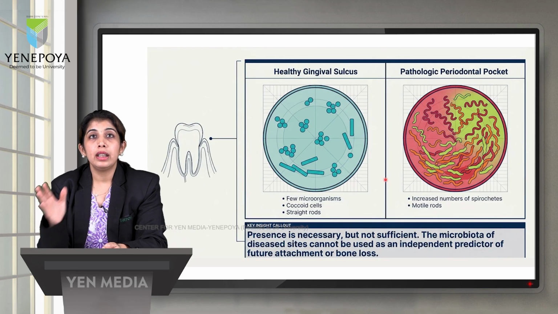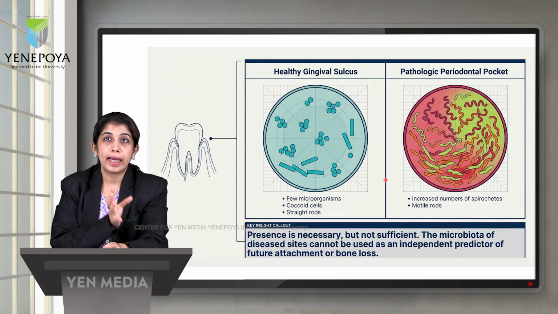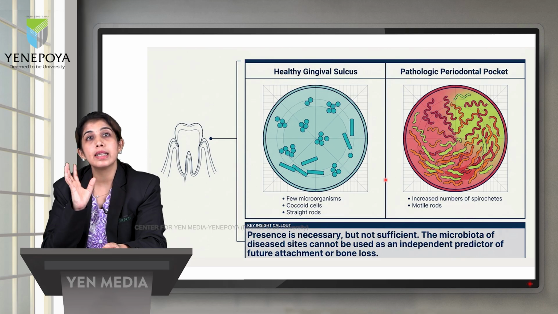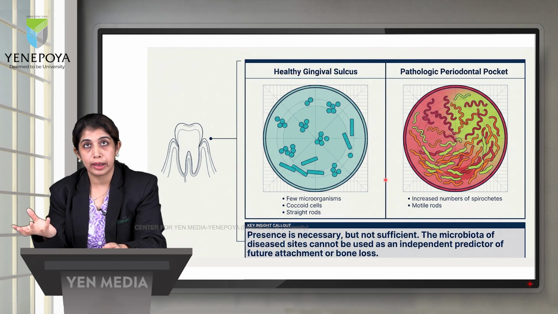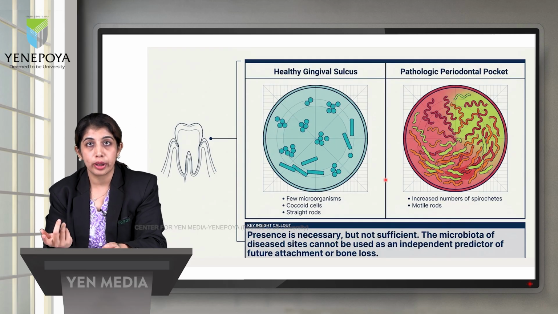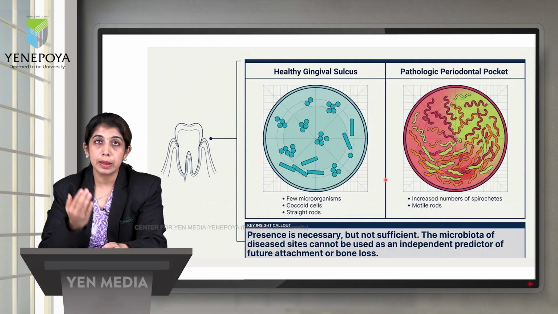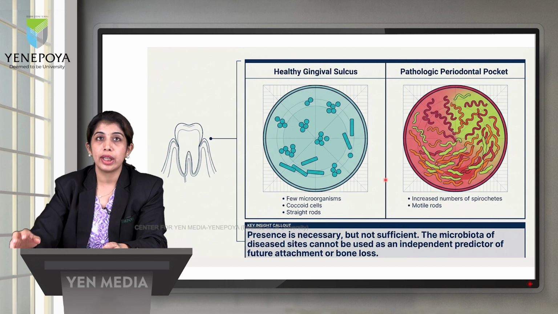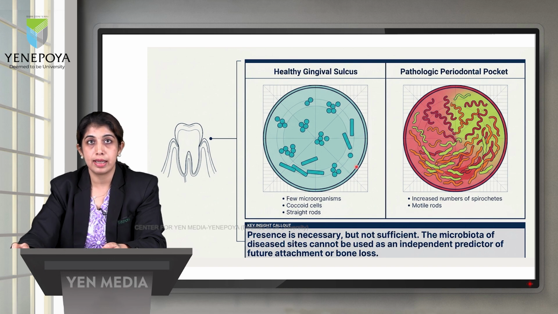So as I explained, you have a healthy sulcus lined by the sulcular epithelium, and then there is a pocket which is lined by the pocket epithelium. Your sulcular epithelium is basically getting converted into pocket epithelium and the sulcus is deepening. So when you have a healthy gingival sulcus, how does it maintain itself? There are very few microorganisms, coccoid cells and straight rods.